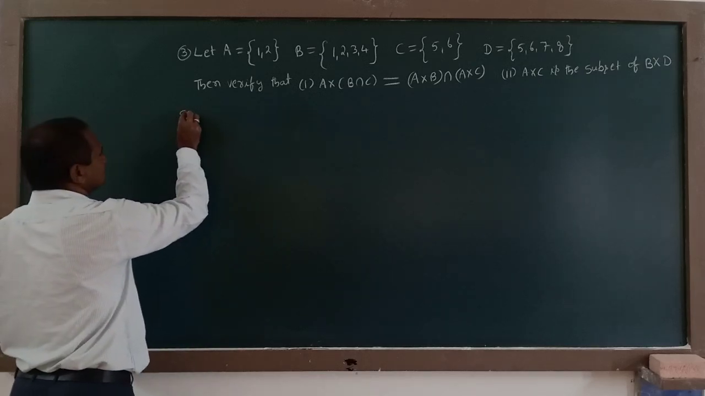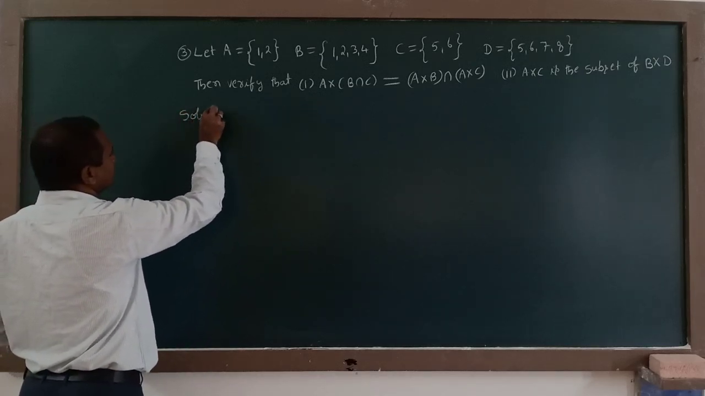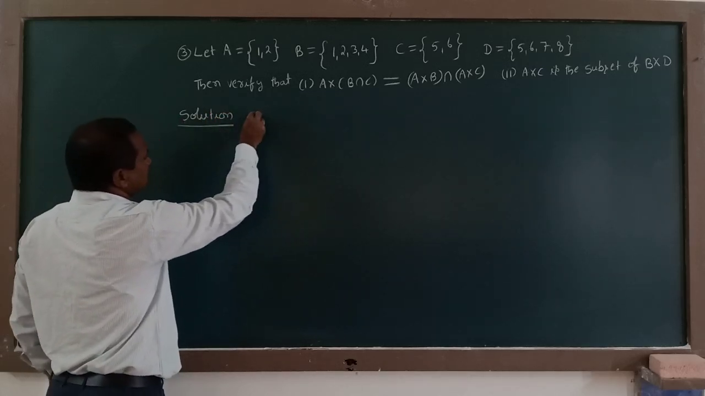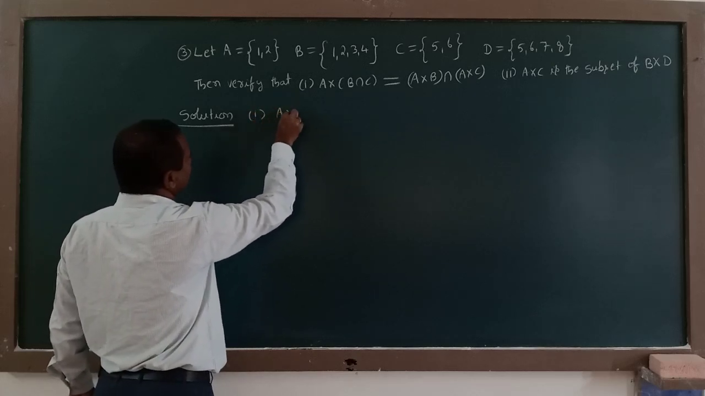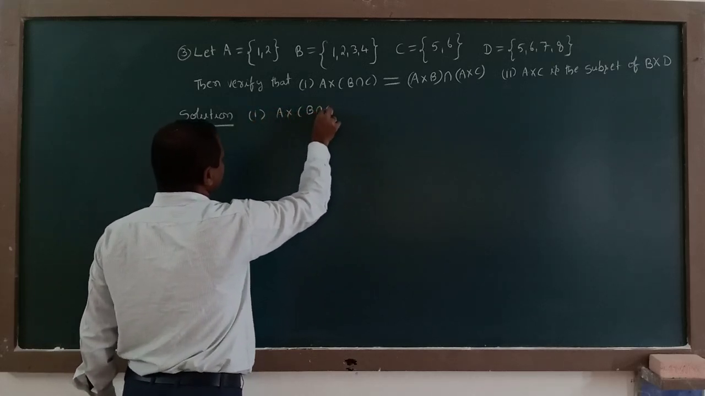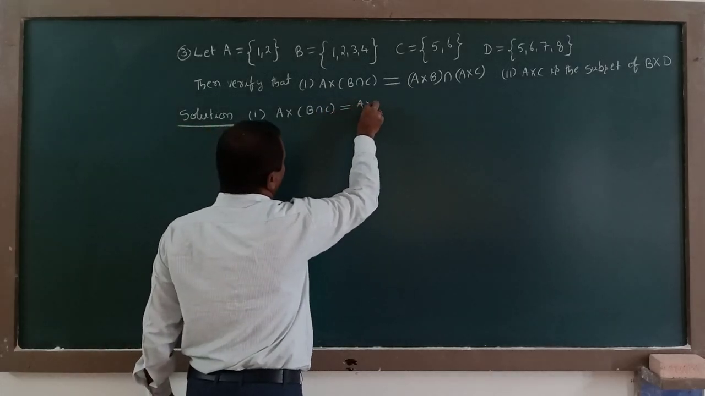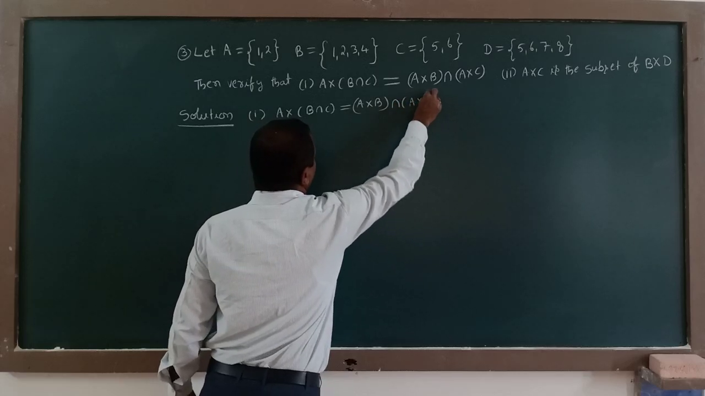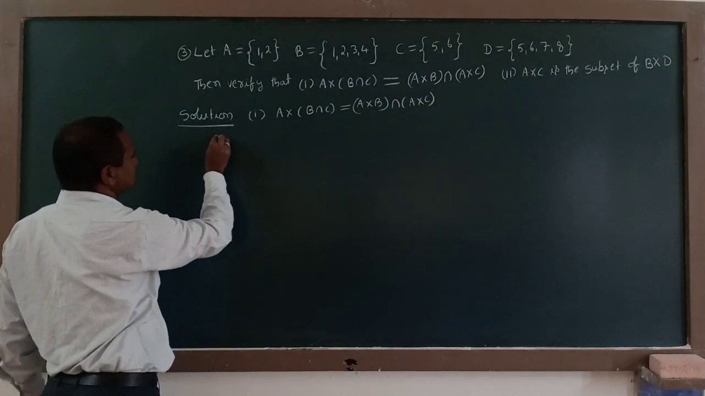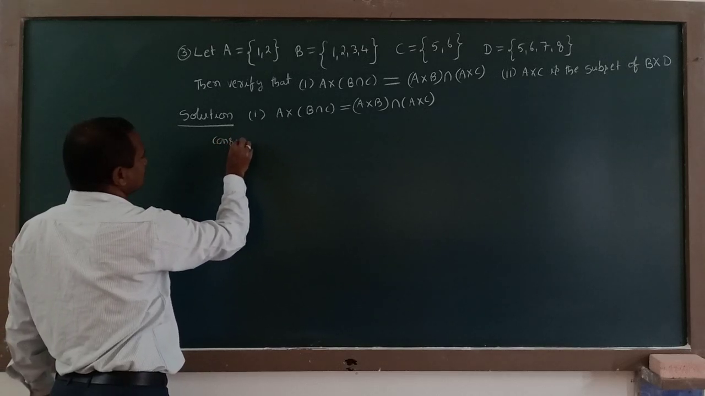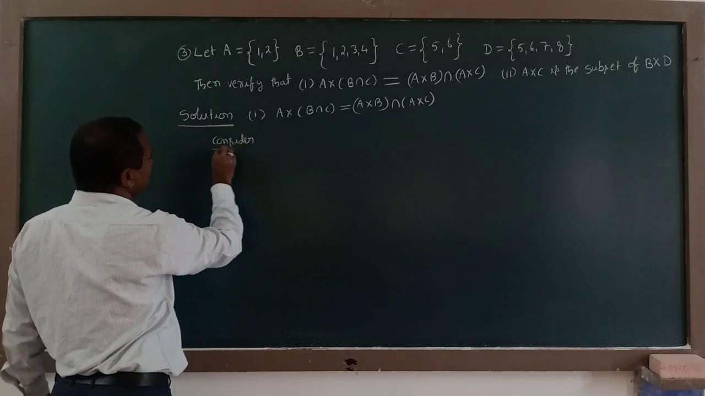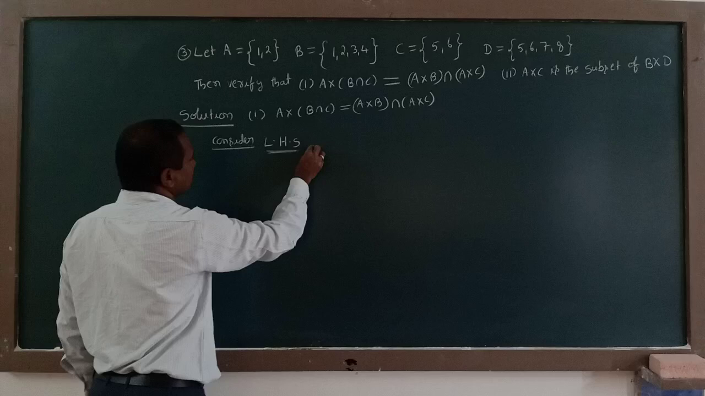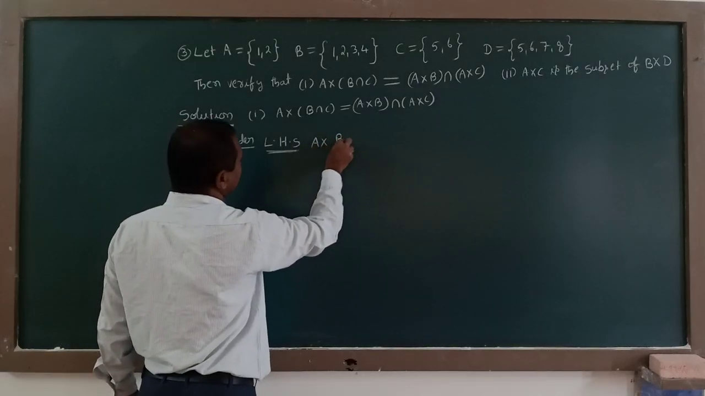Solution for this question. The first question is A cross of B intersection C is equal to A cross B intersection A cross C. First consider the left hand side part, LHS. What is LHS here? A cross of B intersection C.